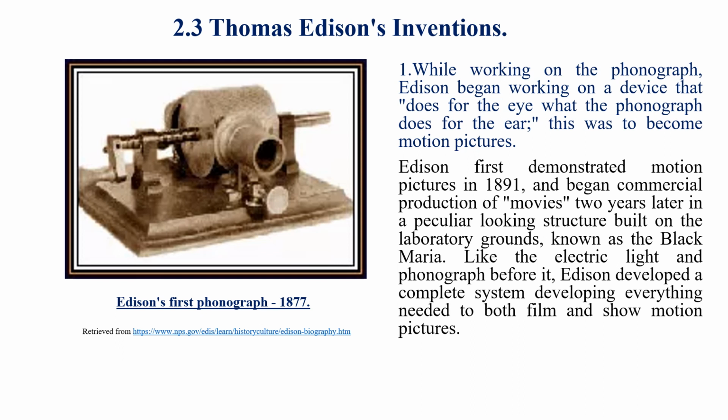2.3 Thomas Edison's inventions. While working on the phonograph, Edison began working on a device that does for the eyes what the phonograph does for the ear. This was to become motion pictures. Edison first demonstrated motion pictures in 1891. He began commercial production of movies 2 years later in a peculiar-looking structure built on the laboratory grounds, known as the Black Maria. Like the electric light and the phonograph before it, Edison developed a complete system, developing everything needed to both film and show motion pictures.